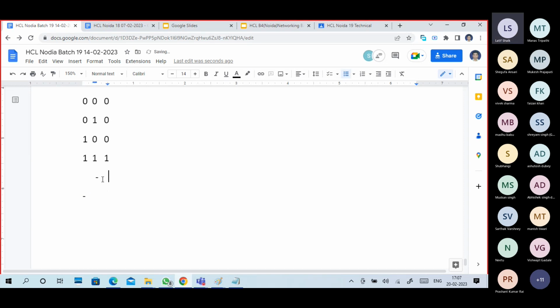The point is, in the subnet mask, binary ones represent the network, and zeros represent the host bits. Okay. If you don't get it, also no problem. It's not a big deal.